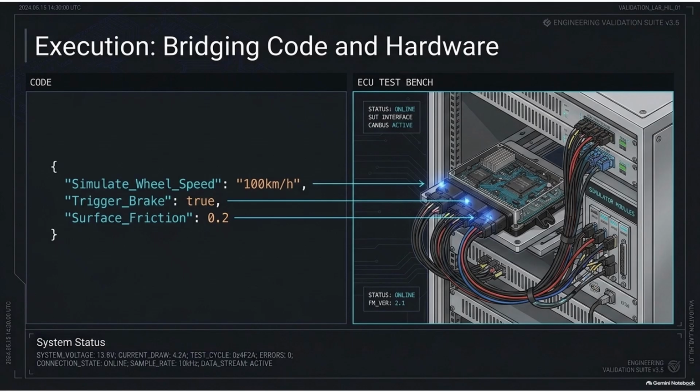This is where code meets hardware. On a test bench, we use scripts to simulate real driving. For example, we tell the ECU the car is going 100 kmph and then trigger the brakes. We watch how the hardware reacts to our digital commands.